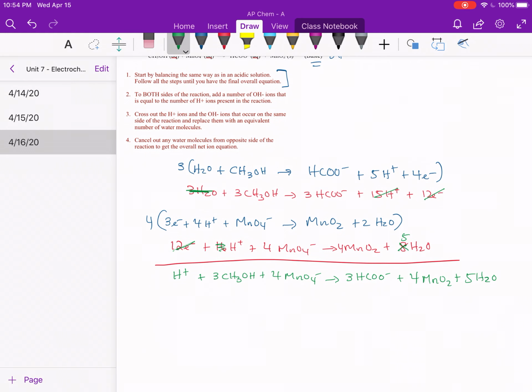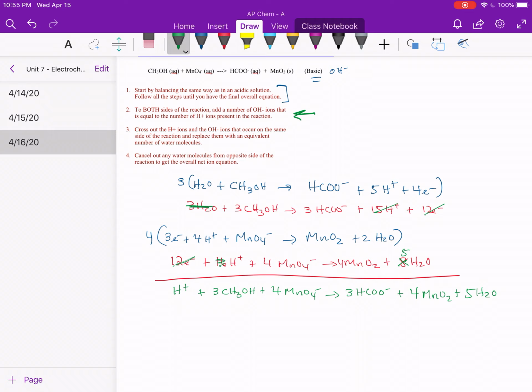We're like, woohoo, done, balanced. There we go, but we're not. All right, and so now what we have to do is go to step 2 here. Now we're going to get rid of the H plus because we're in that basic solution. So now we want to add to both sides of the reaction a number of OH minus ions that is equal to the number of H plus ions in the reaction.